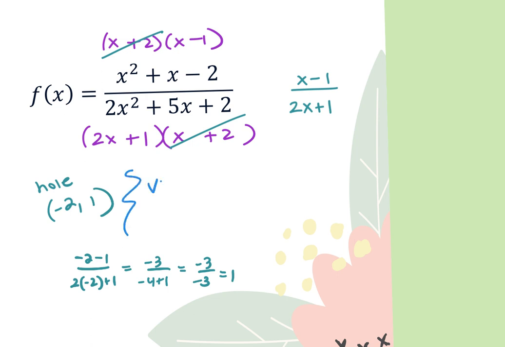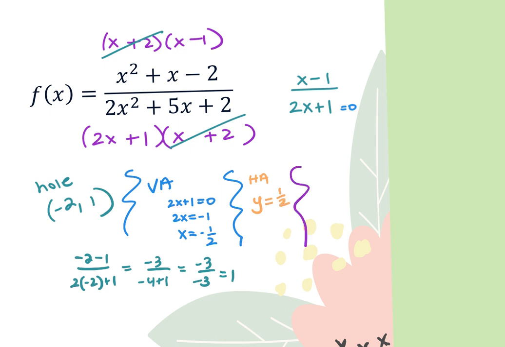I go to my updated one for the vertical asymptote. I set that equal to 0. So x equals -1/2. The horizontal asymptote, the exponents are the same again. So it's the leading coefficients, which this time is 1 over 2. And there is no slant asymptote.